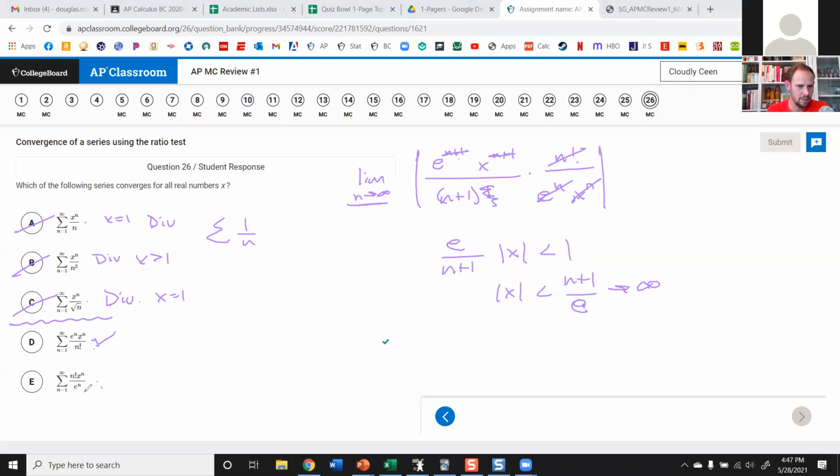If we check this one, it's going to be the exact same thing upside down. These would just switch places. Right, so we'd end up with the absolute value of x is less than e over n plus 1, which goes to 0. Yeah, you don't want to have to type that in, and then show the canceling. You're going to show them crossing out on there too.